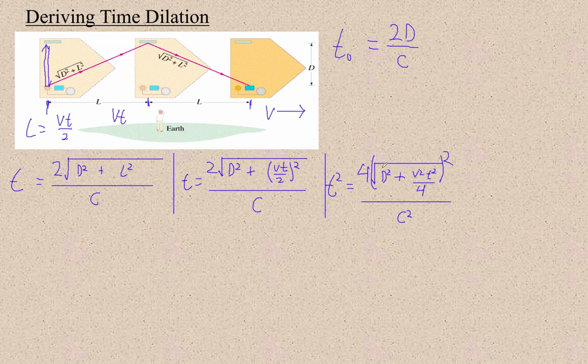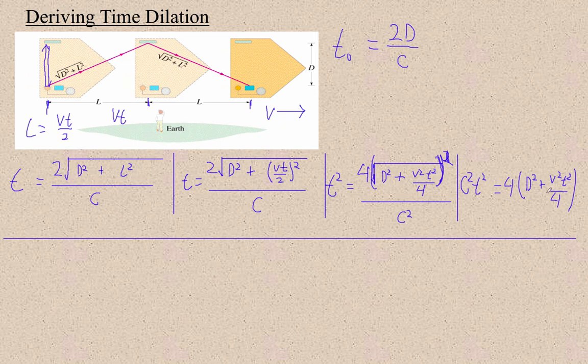So the radical actually goes away. We can get rid of that. I squared the t, I squared the 2 to get 4, and then the squaring gets rid of the radical. So let's multiply across by c squared, and we get c squared t squared equals 4 times d squared plus v squared t squared over 4. All right. Let's just keep going here, man. We can do it. This dog's gonna hunt.